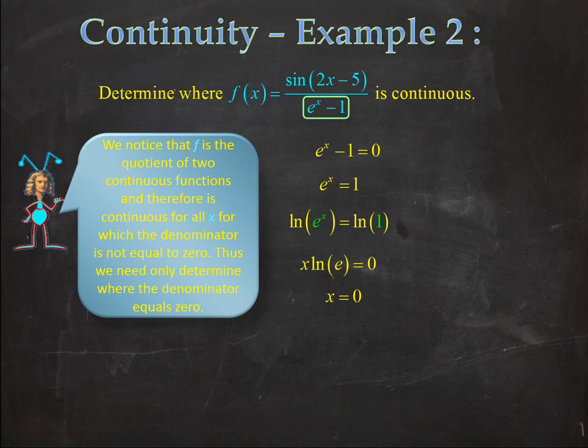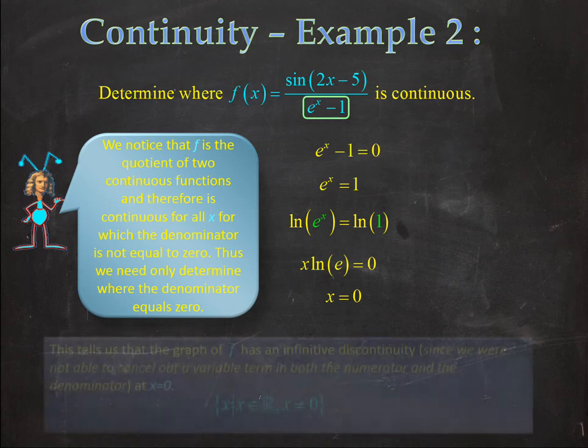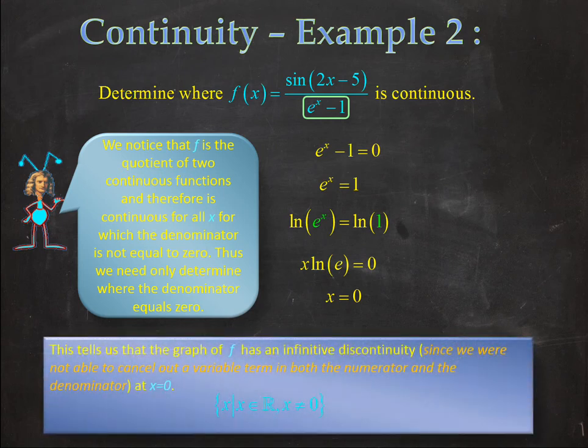Now, it's also good practice to try to determine what type of discontinuity this is. Because we were not able to factor out a variable term that has the x in both the numerator and the denominator, that is, we didn't have a removable discontinuity, this has to be an infinite discontinuity. Therefore, for the question of where the function is continuous, we know that this function is continuous everywhere except when x equals 0.